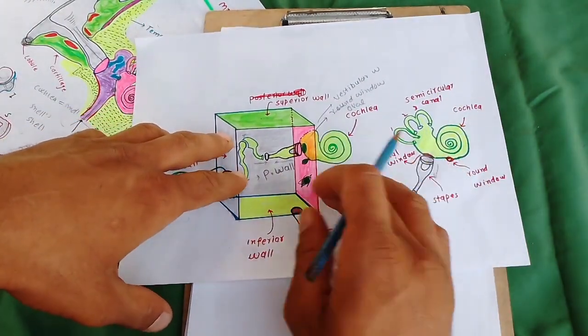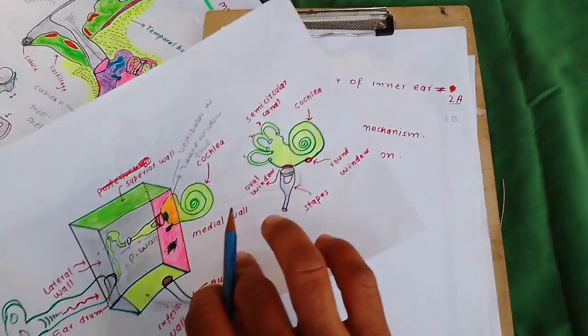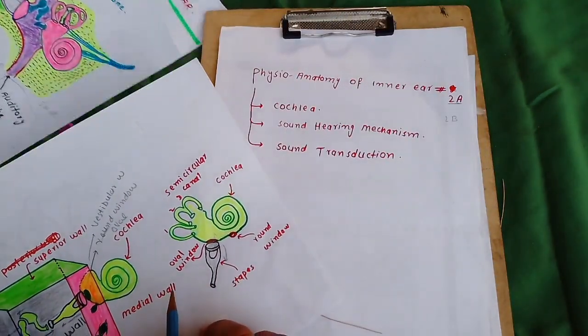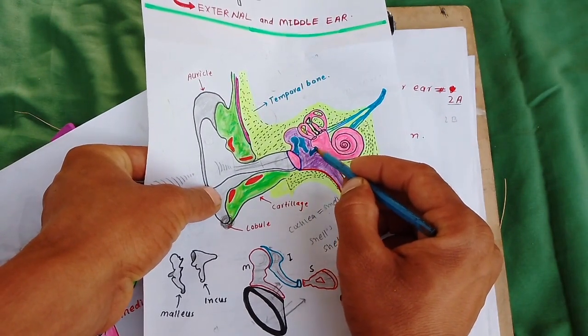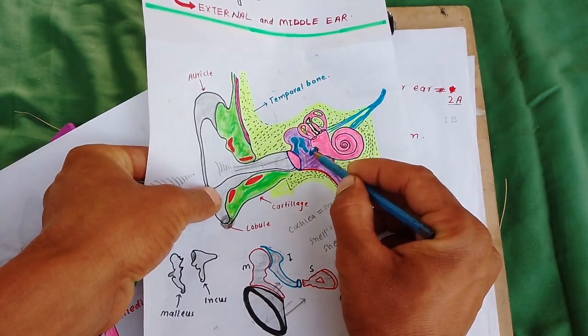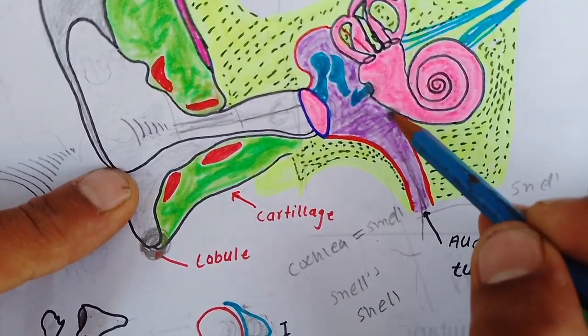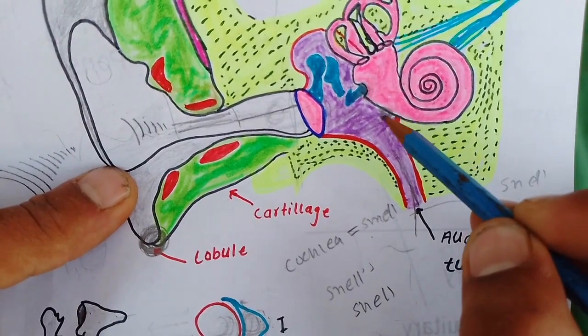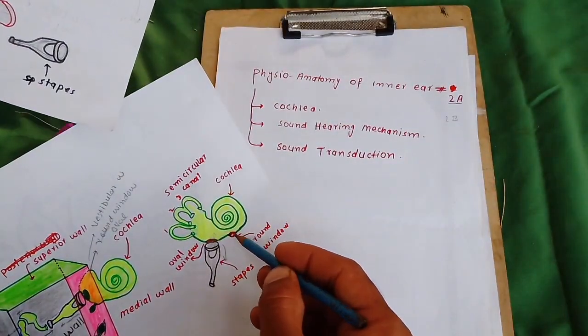Okay, so this is all about the location of the cochlea. This is the hearing part of the inner ear. This is the cochlea. This is the round window. This is the oval window. This is the stapes. Round window, oval window, a confusable topic.